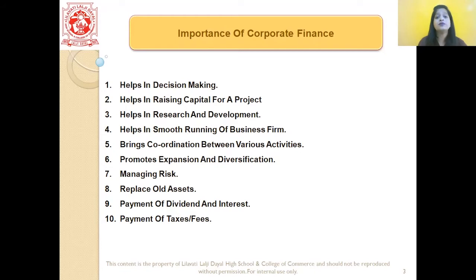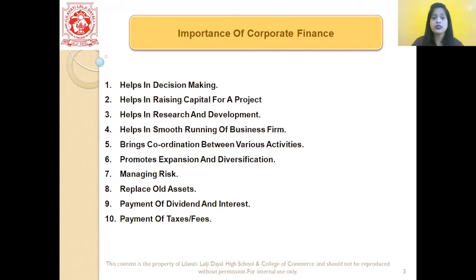Next, it helps in smooth running of the business. If there is proper corporate finance, that finance will be utilized in giving salaries to the people, timely payment of loans can be done, new machinery can be acquired, and you can do your sales promotion well. So if you have proper finance, it will help in smooth running of your business.